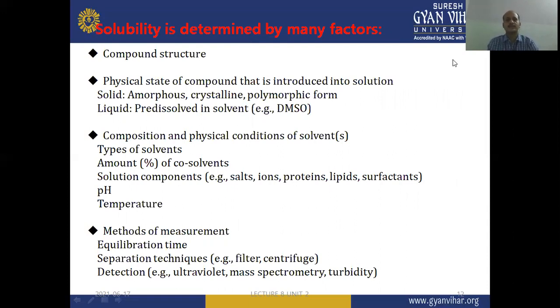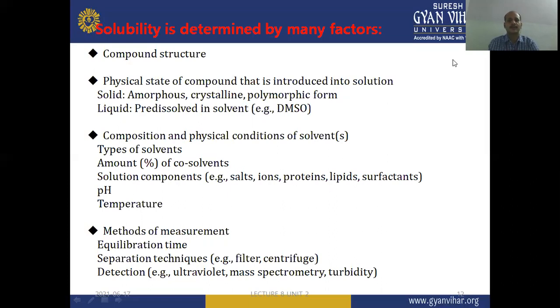Now solubility is determined by many factors, like the structure of a particular compound, then the physical state of the compound that is introduced into solution. Either it may be present in solid form, like amorphous, crystalline, or polymorphic form, or it may be present in liquid form, like pre-dissolved in a solvent such as DMSO, dimethyl sulfoxide. It also depends on the composition and physical condition of the solvent, or maybe more than one solvent.